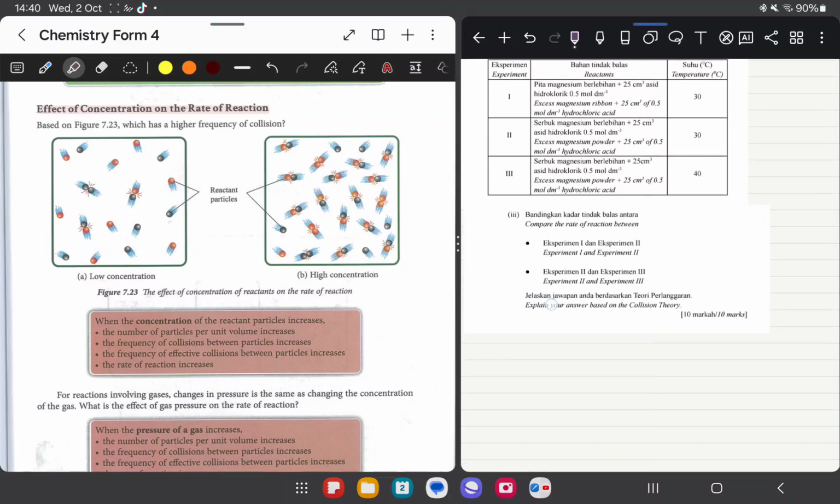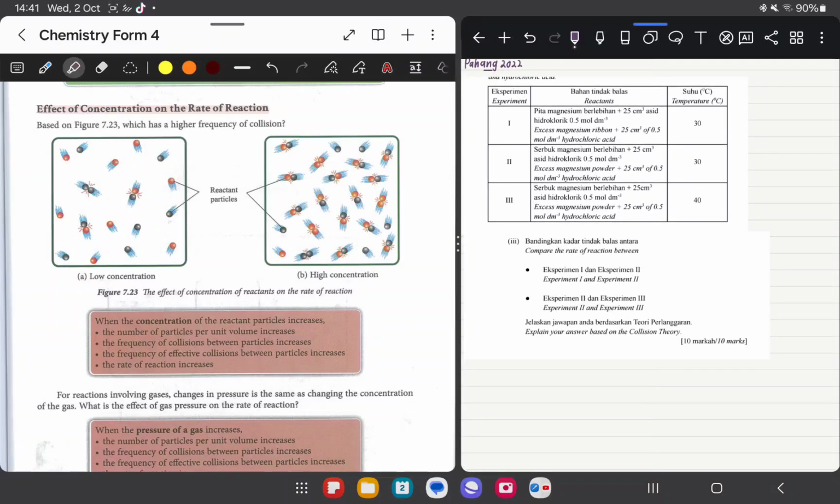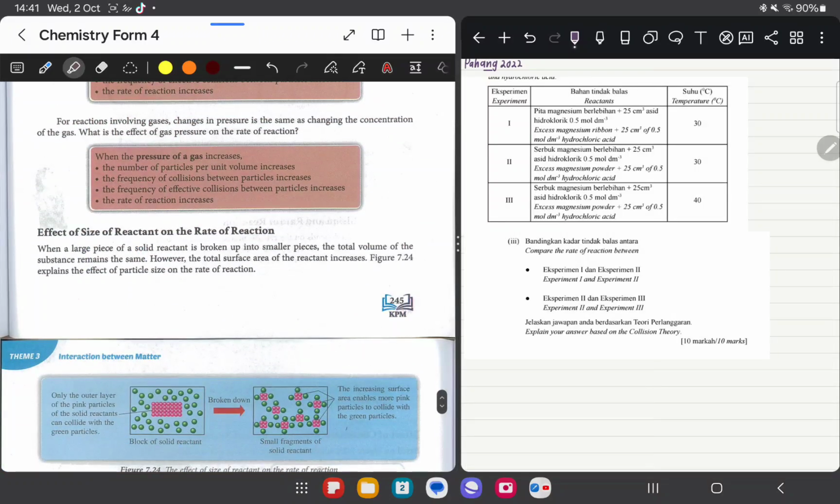This video will be totally in English, but later I will do a Malay version. Okay, so for today the first video would be for the experiment 1 and 2 comparison, which is for set 1 and set 2 in terms of size of the reactant.